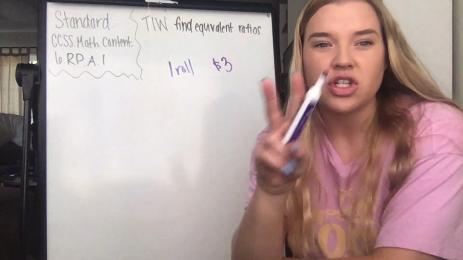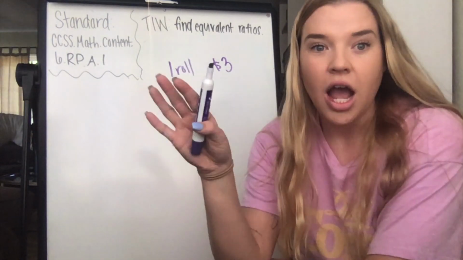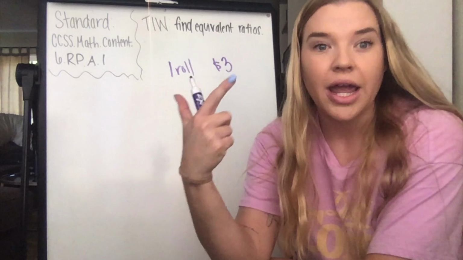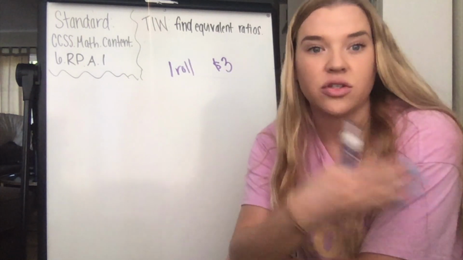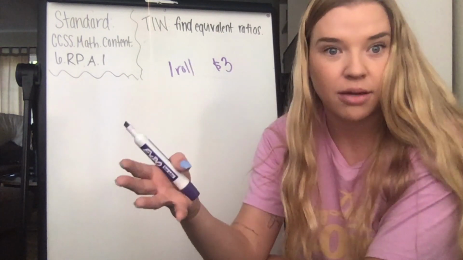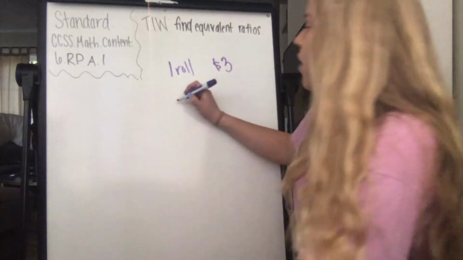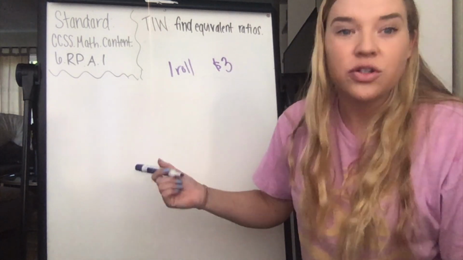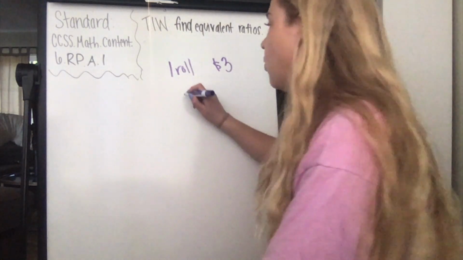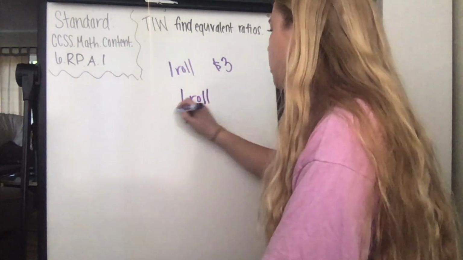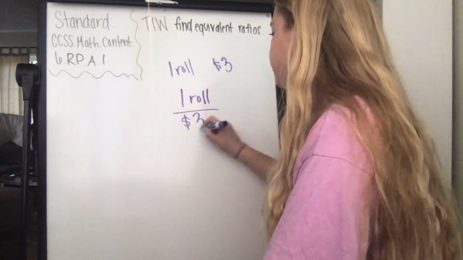So my first thing that I'm going to do is I'm going to see, what am I even comparing here? I'm comparing rolls of toilet paper and money. Those are my 2 quantities. Those are my 2 units. Those are the 2 things that I'm talking about, right? So if I have one roll of toilet paper is $3, I'm going to set that up as a fraction. So one roll is $3.